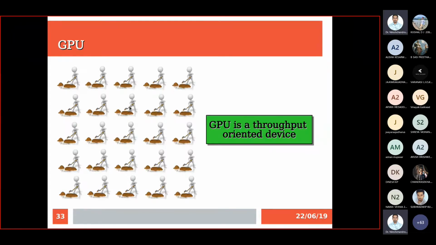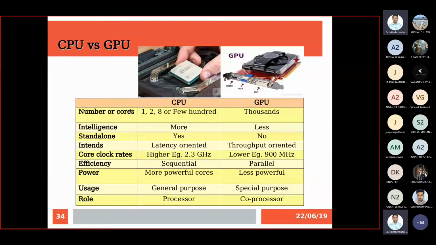Right, so this is the overall difference between your CPU and GPU. Let me give a very short recap of what we have seen in CPU versus GPU. The number of cores in a CPU is limited to a few hundred, but in a GPU it is in the thousands. The CPU is more intelligent, the GPU is less. We can have a standalone CPU, we cannot have a standalone GPU. CPU is latency oriented, GPU is throughput oriented.